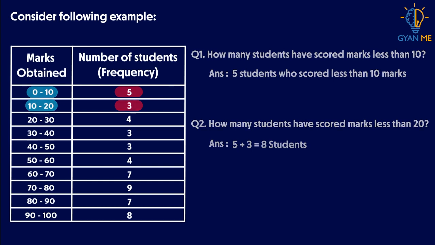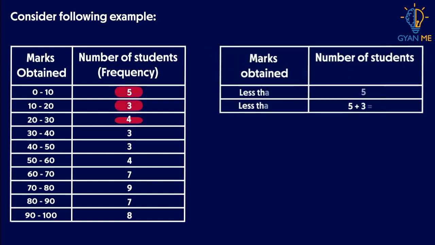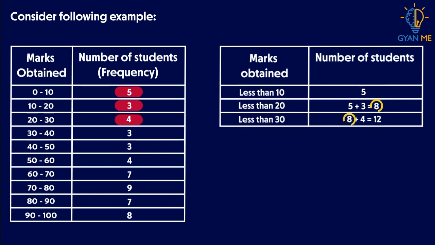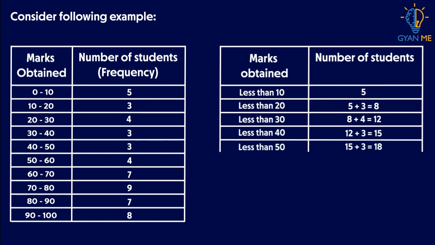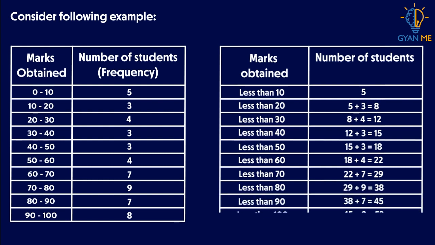Now the question is, how many students have scored less than 30 marks? It will be 5 plus 3 plus 4, that is 12 students. Or I can say 8 plus 4, that is 12 students. Similarly, we can compute the number of students with marks less than 40, less than 50, less than 60, and less than 70 till less than 100, which is our last class interval.